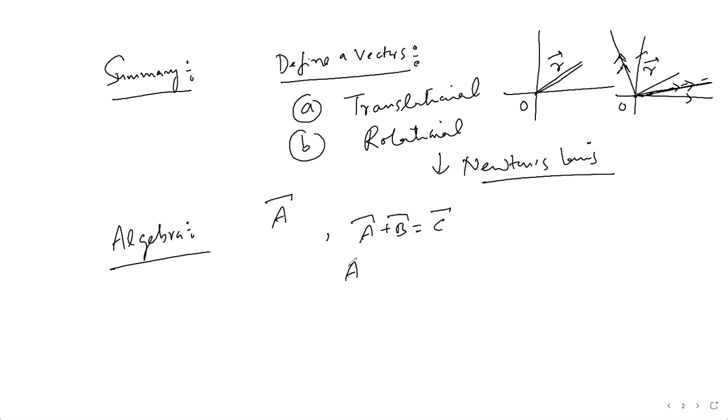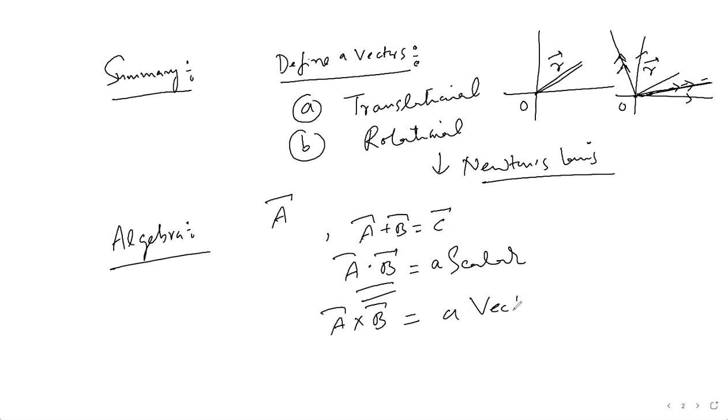Now, you also know how to multiply two vectors. And this multiplication turns out to be a scalar quantity, right? And then you can also multiply in another way, and this turns out to be a vector, right? So these are the basic aspects of algebra associated with vectors A, B, whatever you name them. Now let's look at the other aspect.